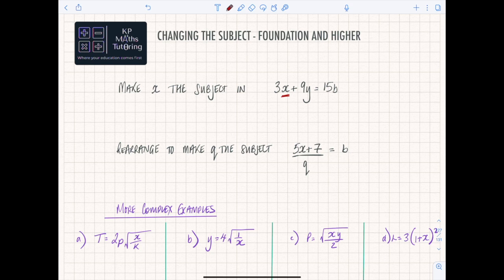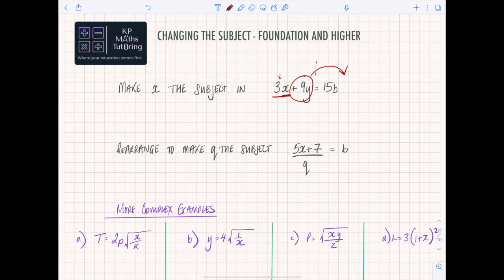So what you need to understand here is that x is the thing I'm trying to get on its own, and that 3 is multiplied by x. So it's 3 times x, which means it's stuck to it at the moment. So what you need to do is move the thing that is easier to move, and this plus 9y is the easiest thing to move. So you pick that up and take it over the other side.